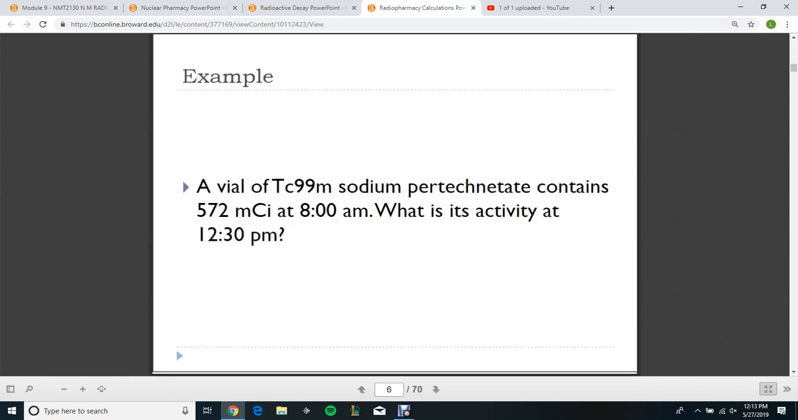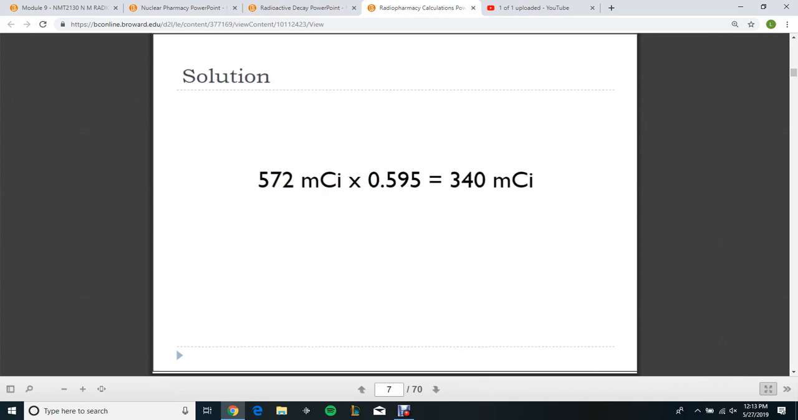Example: a vial of technetium-99m sodium pertechnetate contains 572 millicuries at 8 a.m. What is the activity at 12:30 p.m.? The decay factor, which must be looked up in the chart, is 0.595. So you have 572 millicuries times 0.595 equals 340 millicuries.